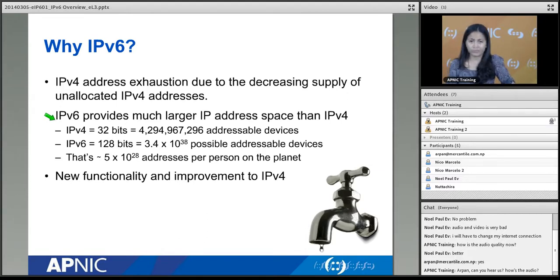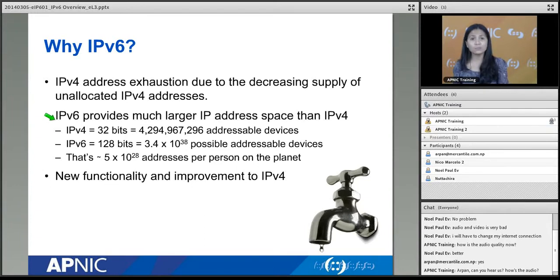RIPE NCC, which is the RIR for Europe and the Middle East, has also started distributing from the final /8. And it is expected that soon enough, maybe later this year or early next year, ARIN, which is the one for the American region, and also LACNIC from Latin America, would probably also follow and start distributing from their final /8s. So again, what I'm saying here is we have a very limited amount of IPv4 addresses, and considering that the growing need for that is exponential, then we need to be able to cater for that need.